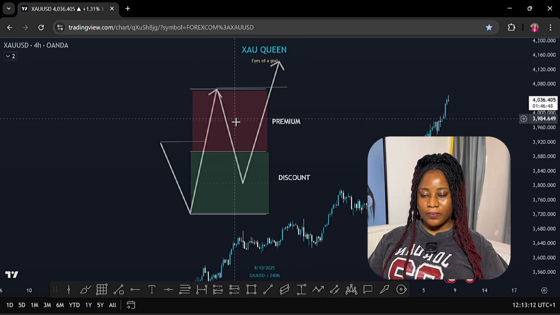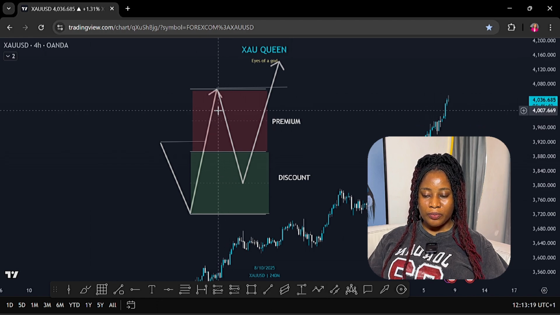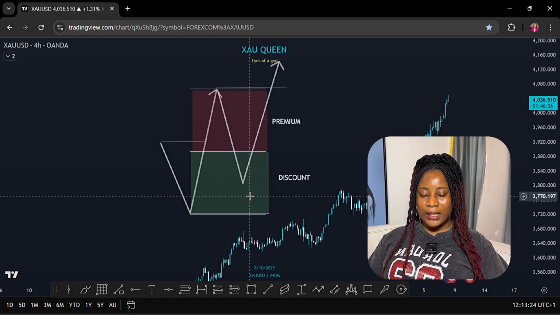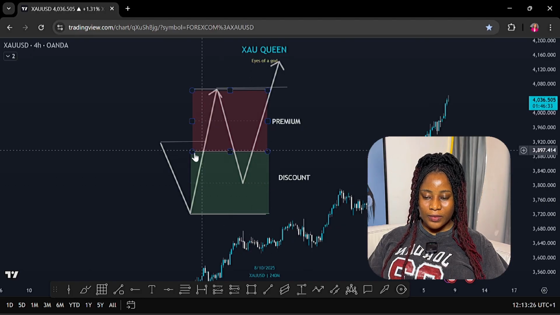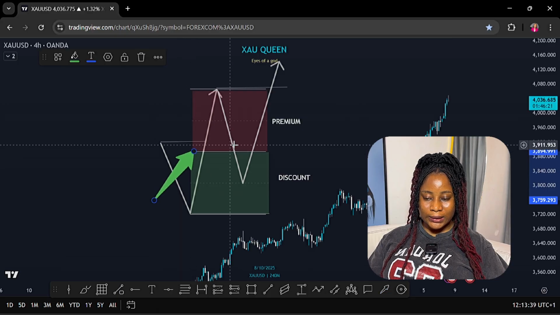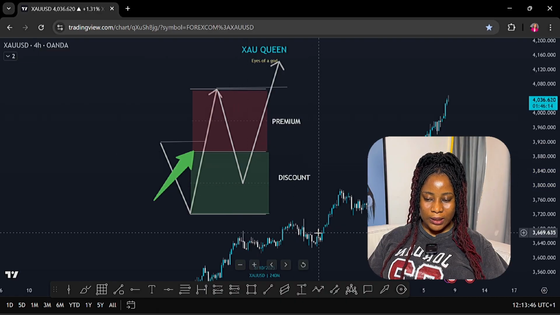Do you get? Here, the price is in a premium area, so you should be looking for sales here, and then you should be looking for buys in a discount area. The middle line is the 50%. This line here, this middle line, that's the 50%. And you only buy when price is at the discount. It's the same thing, even if we're in a downtrend.